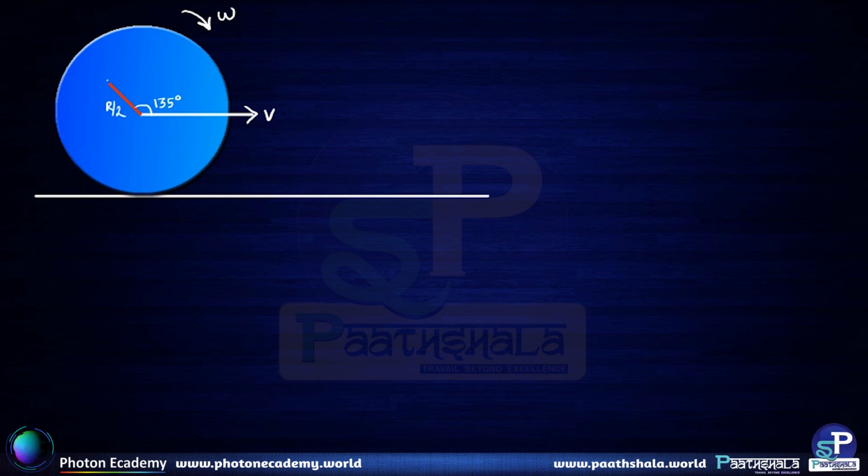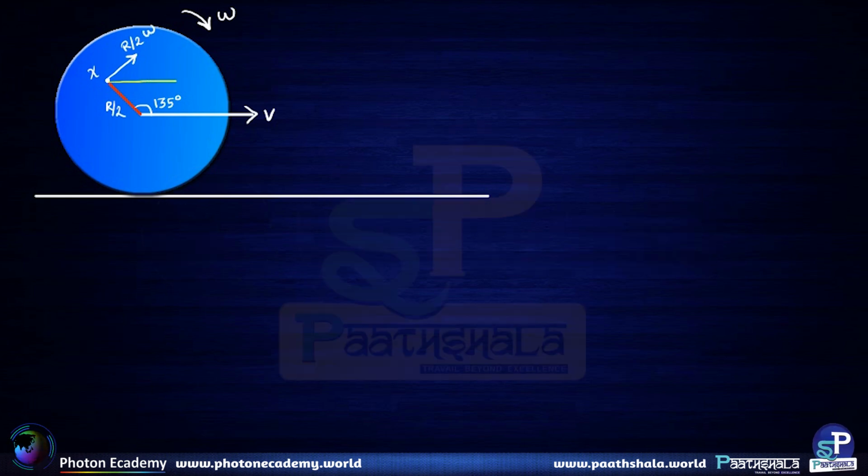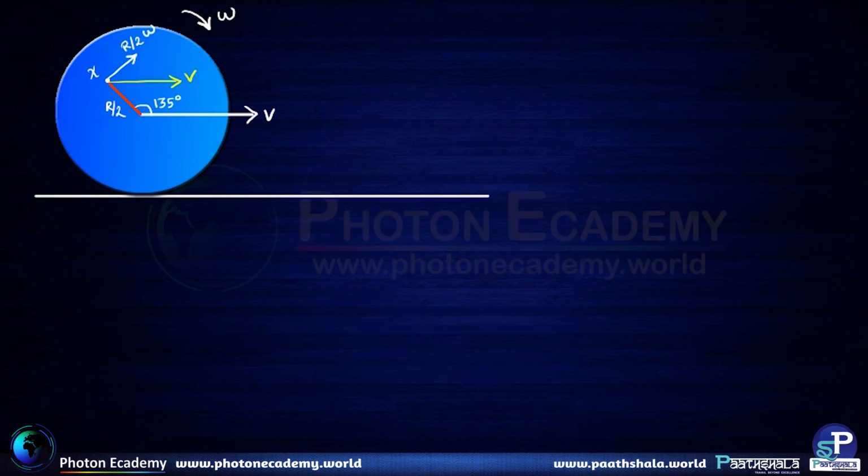So this point, let us say x, is going to have a velocity in this direction given by the magnitude r by 2 omega because of its rotation, and this point is also going to have a translational velocity in the horizontal direction which is equal to v. Now how do we find out the net velocity of the point x? The net velocity of the point x is simply the vector addition of the two velocities.